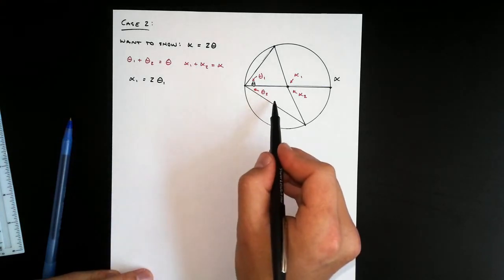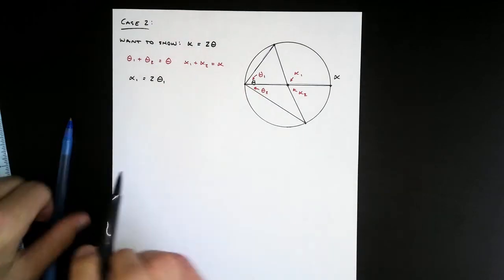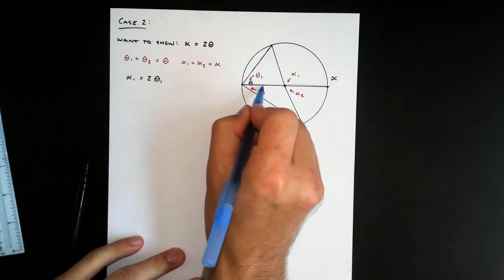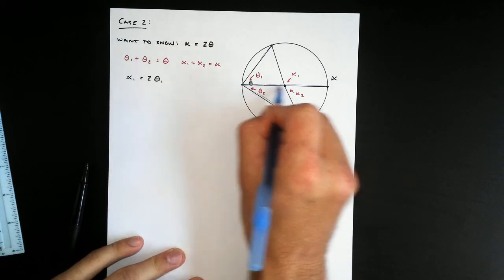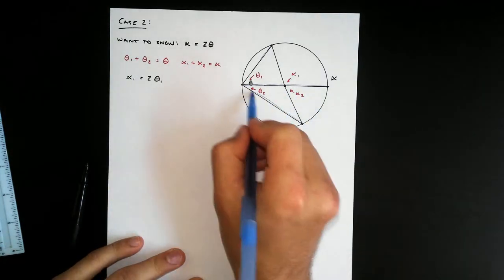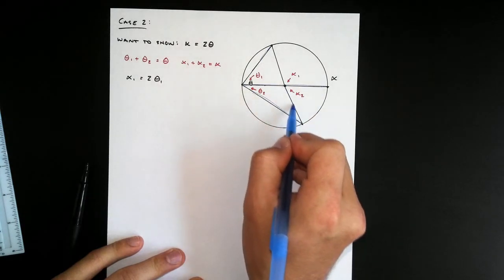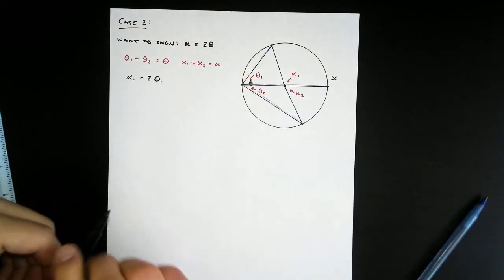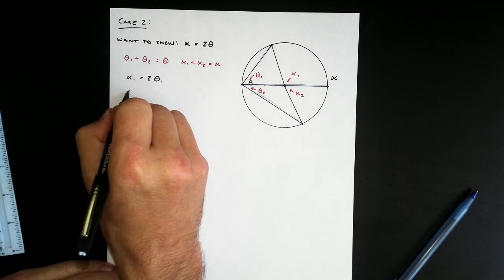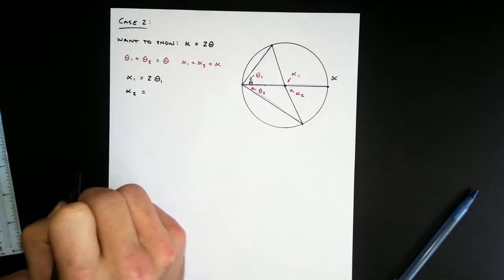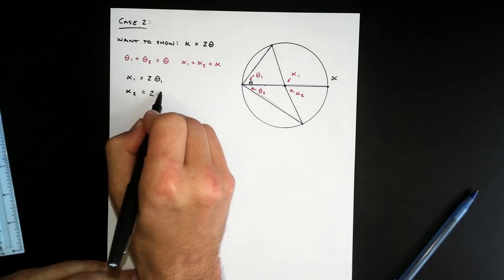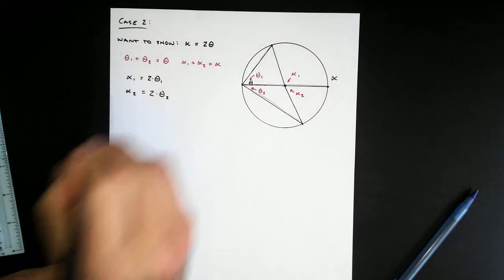And the same thing on the other side of the diameter. So now we have this central angle here, using this side and the diameter. That inscribed angle goes with this central angle here. So that means that alpha 2, that is the same as 2 times theta 2.